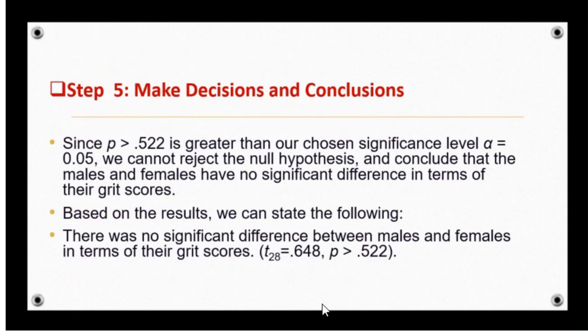Now for step 5, we will now make decisions and conclusions. Since the p-value of 0.522 is greater than our chosen significance level alpha, which is 0.05, we cannot reject the null hypothesis and conclude that the males and females have no significant difference in terms of their grade scores. So based on the results, we can state the following: there was no significant difference between males and females in terms of their grade scores.